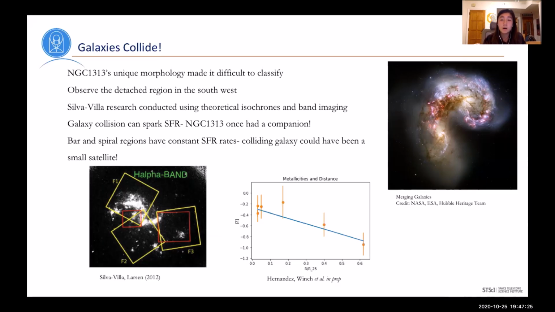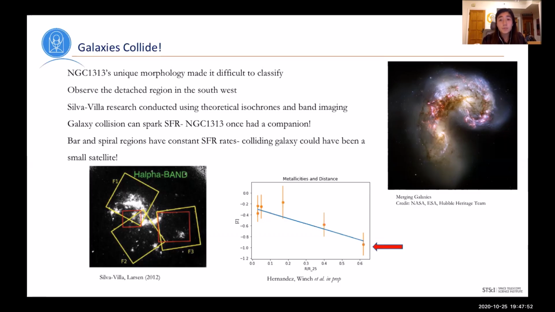NGC 1313 appears to be all alone, but it is actually possible that it once had a companion. The displaced southwest region could be remains of a galaxy satellite. It was likely small, as only that small region was affected. We were able to look at cluster 379, which lives in the southwest, shown by this red arrow.